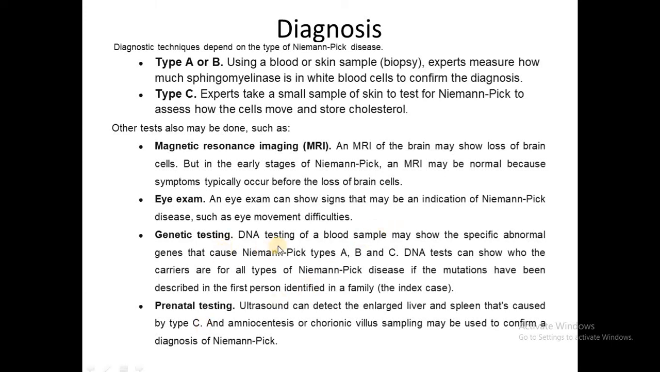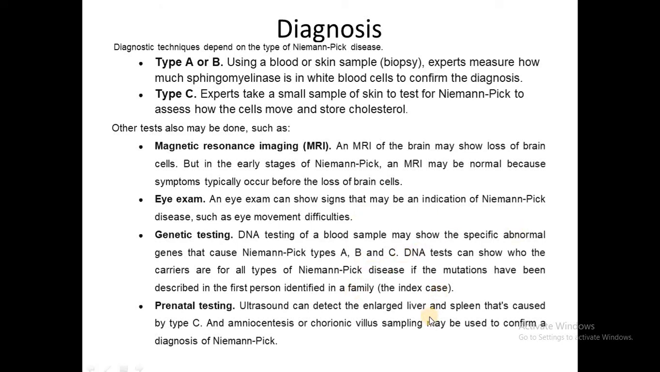Next, genetic testing. DNA testing of a blood sample may show the specific abnormal genes that cause Niemann-Pick disease A, B, and C. DNA tests can show who the carriers are for all the types of Niemann-Pick disease. Whether the person is the first in the family or it is hereditary can be checked through genetic testing.